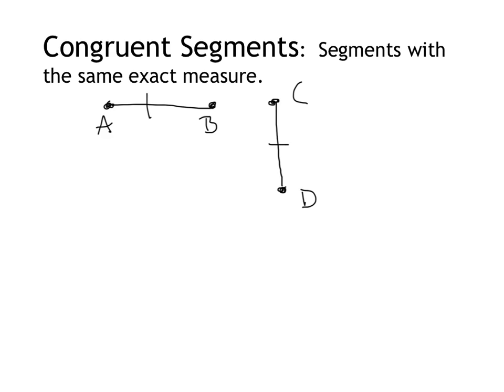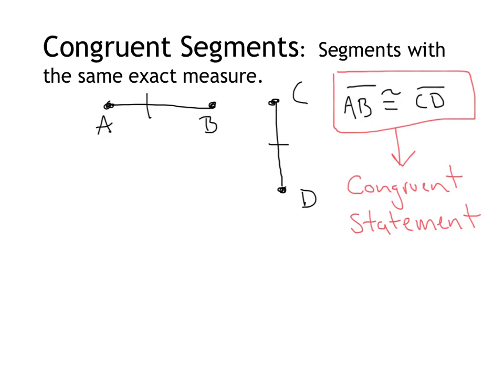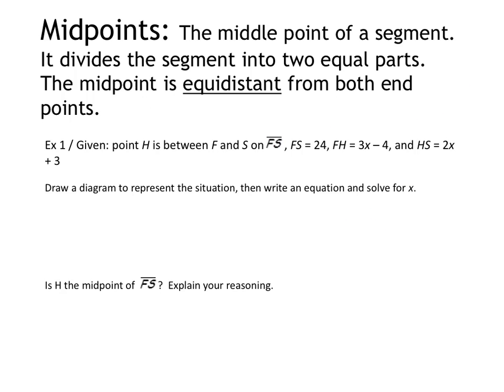Well, if we know they have the same exact measure, we can write a congruent statement. Line segment AB is congruent to line segment CD. The big information here is that we included our notation for congruent. When we put this all together, this is what we call a congruent statement. After speaking about congruence, we can now talk about midpoints.